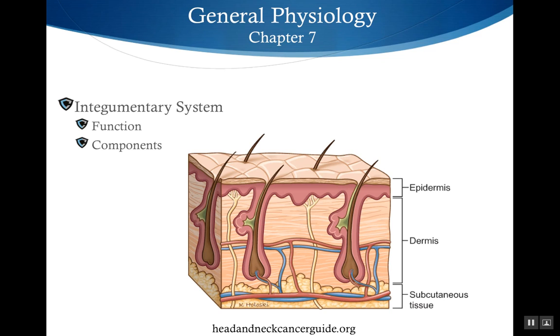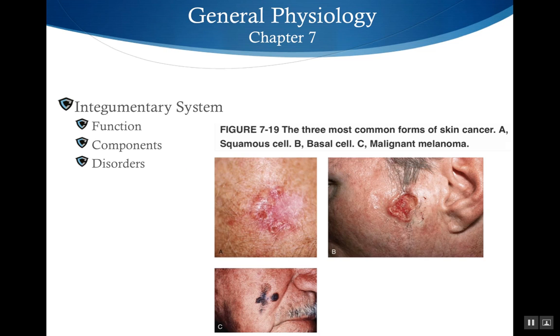Several disorders of the integumentary system are listed in Table 7-11. Now, Figure 7-19 shows photographs of the 3 most common forms of skin cancer.